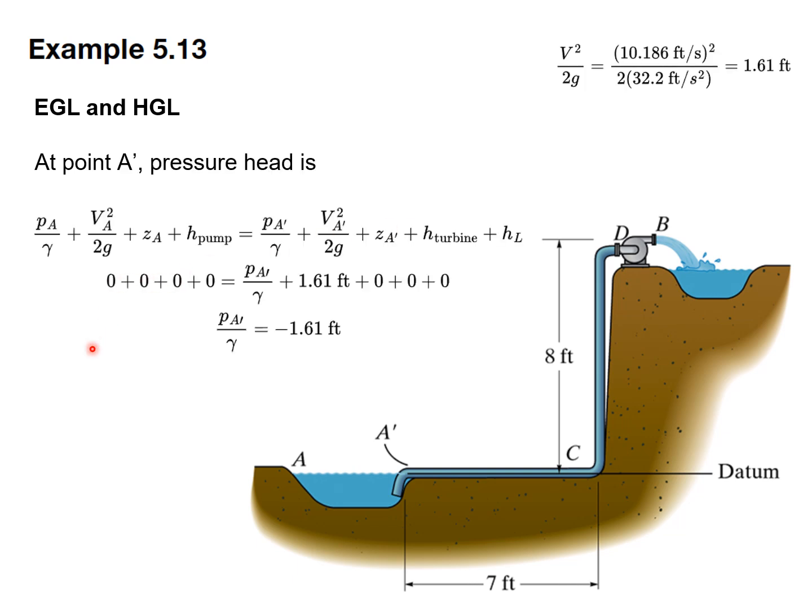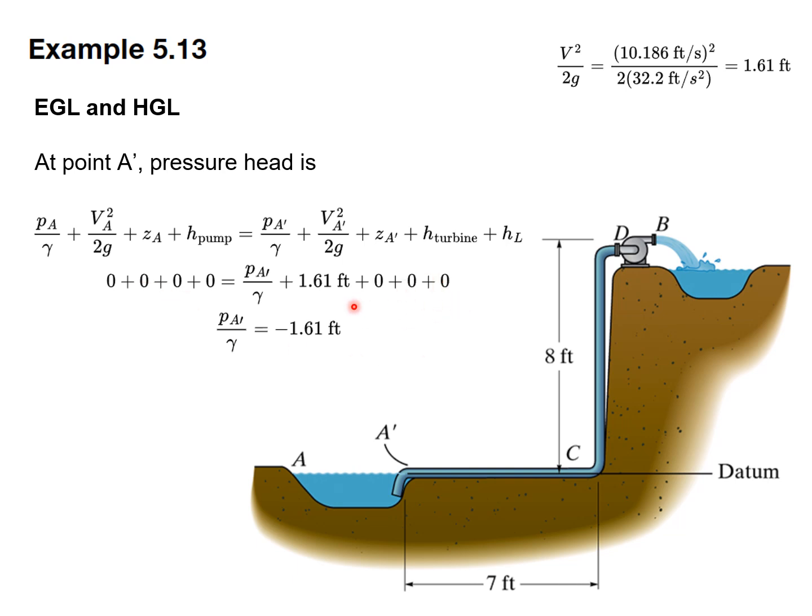So now we're in a position to find the energy grade line and the hydraulic grade line. To do that, let's use the generalized energy equation between points A and A prime. There are no pumps or turbines, so those two terms are 0. They're at the same elevation, so ZA prime and ZA are both 0. The pressure is 0 at A. The velocity is 0 at A. So this whole left-hand side is 0.